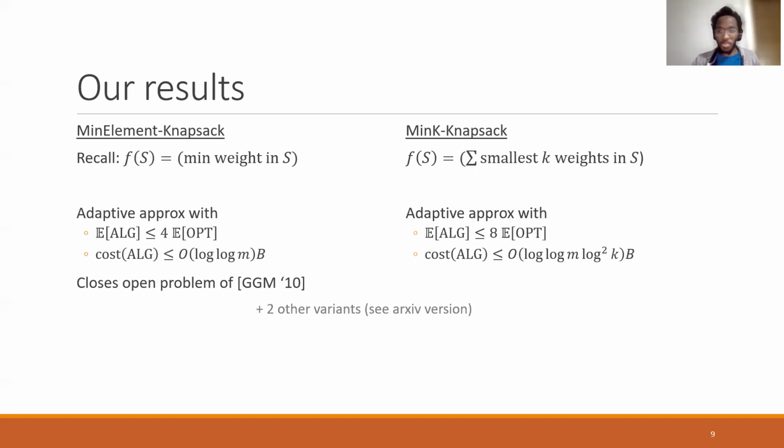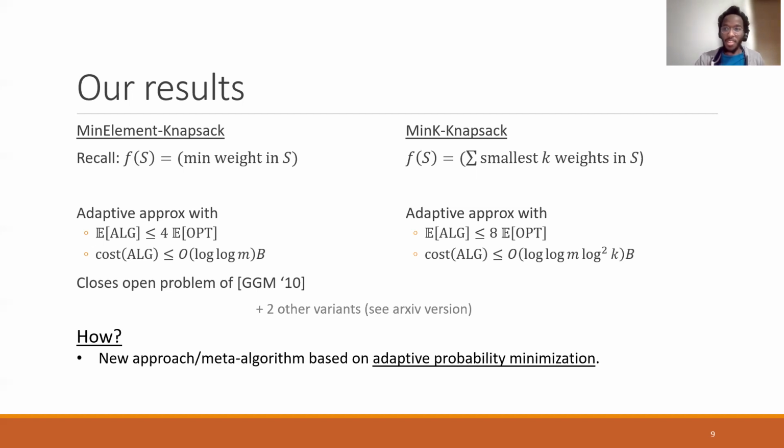Okay, and so how did we do this? Well, the root behind all of our results is this new approach, a meta algorithm that's based on adaptive probability minimization. And I know what you're probably saying right now: probability minimization sounds harder than expectation minimization. In some cases you're probably right, but in some cases it's actually tractable.